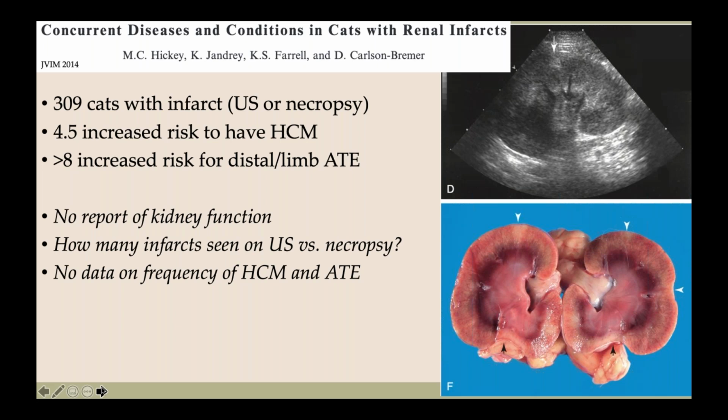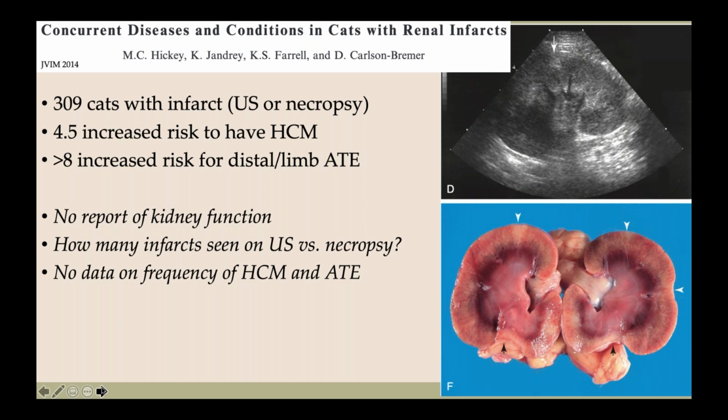Okay, infarcts have been reported, and they're certainly something we see chronically with chronic kidney disease. This is probably the largest paper that has been published on infarcts, and I frankly don't find it exceptionally useful. They did have about 309 cats that were diagnosed with an infarct, either through ultrasound or necropsy. And they reported that if cats had an infarct, they were 4.5 times more likely to have hypertrophic cardiomyopathy, and more than 8 times more likely to have a distal or limb arterial thromboembolism.